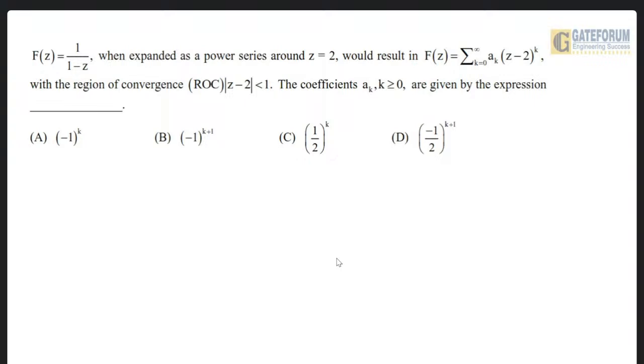The solution: here the key point is around z is equal to 2. I already told you, around z is equal to a is nothing but in powers of z minus a. The final expansion should contain powers of z minus a. Every term should contain a power of z minus 2. That's why when you expand, with k equal to 0, 1, 2, 3, you will get powers of z minus 2 only. This is the ROC also given. Now they are asking for the coefficients a_k.